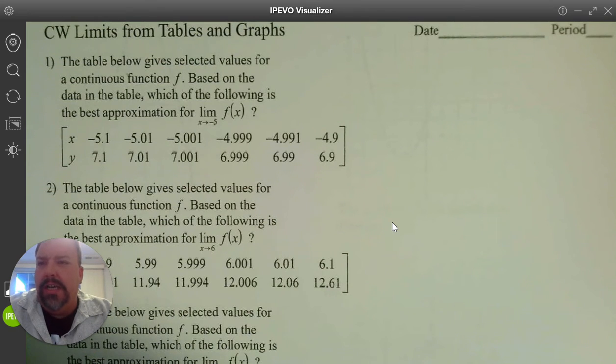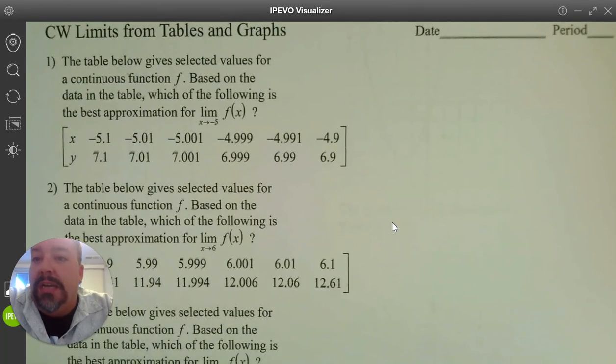All right, AP Calc. Today we're going to go over how to find limits from tables and graphs. So if you missed the lesson or you need a quick review, here you go. This comes from the worksheet classwork limits from tables and graphs. So we're going to go through this.